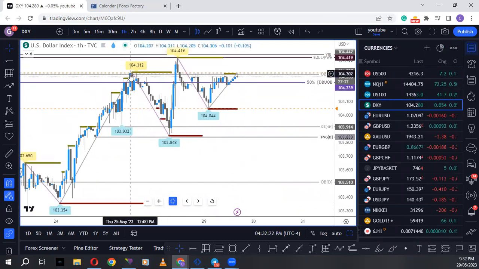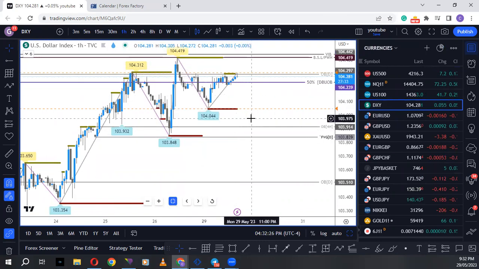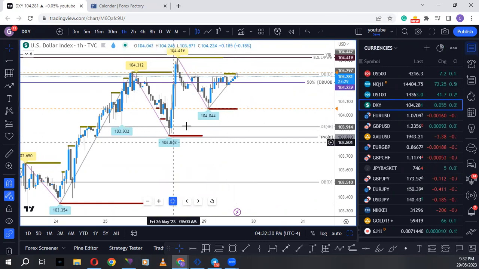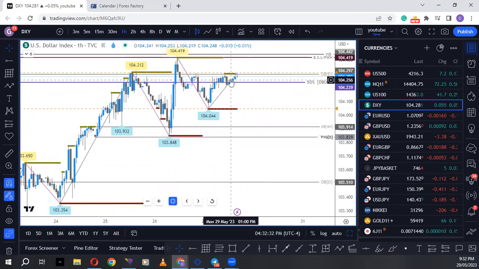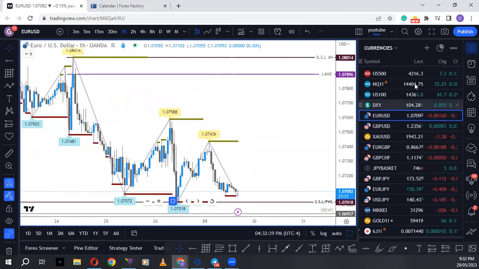Maybe this is the left, this is the head. So you are saying maybe the right shoulder is forming up, probably. But he's not making new lows yet. So until he starts to make new lows, we don't have a top yet. So the next pair we are going to look at is the EURUSD.